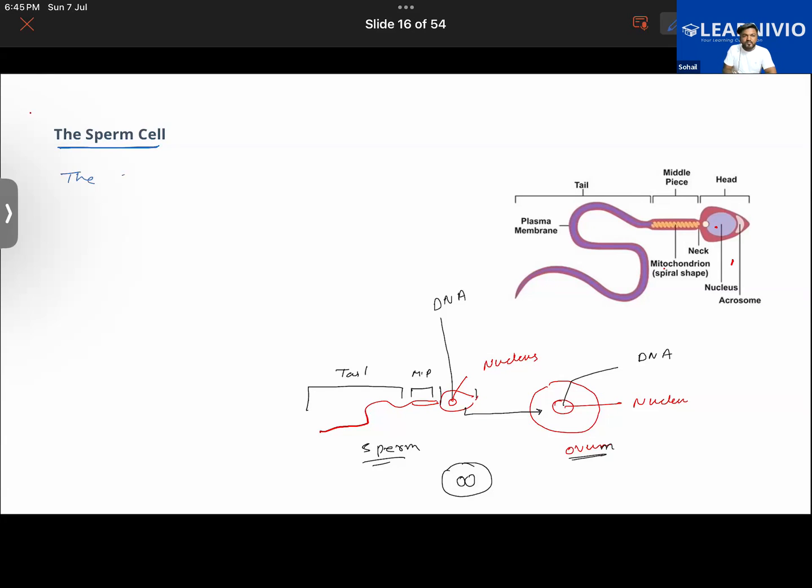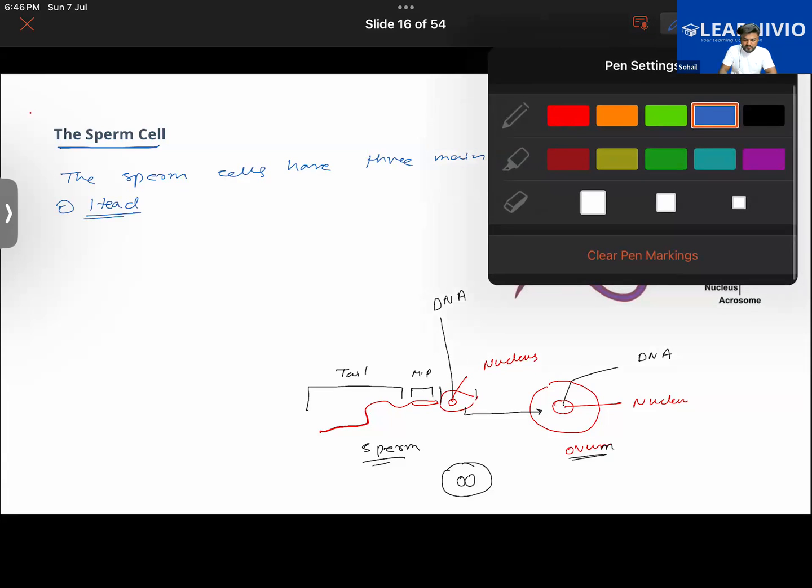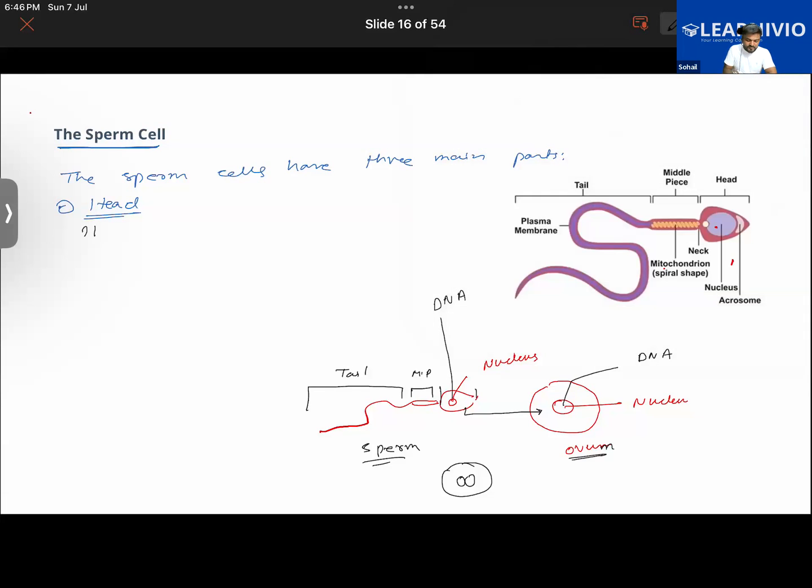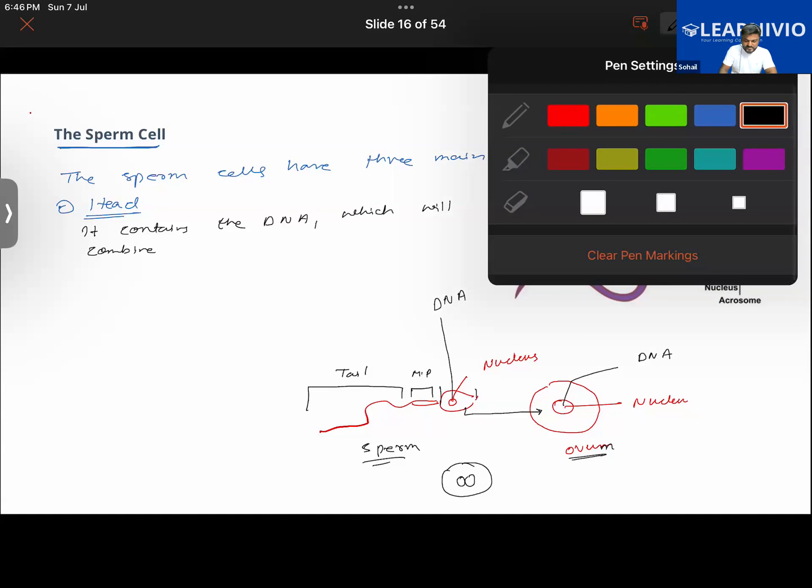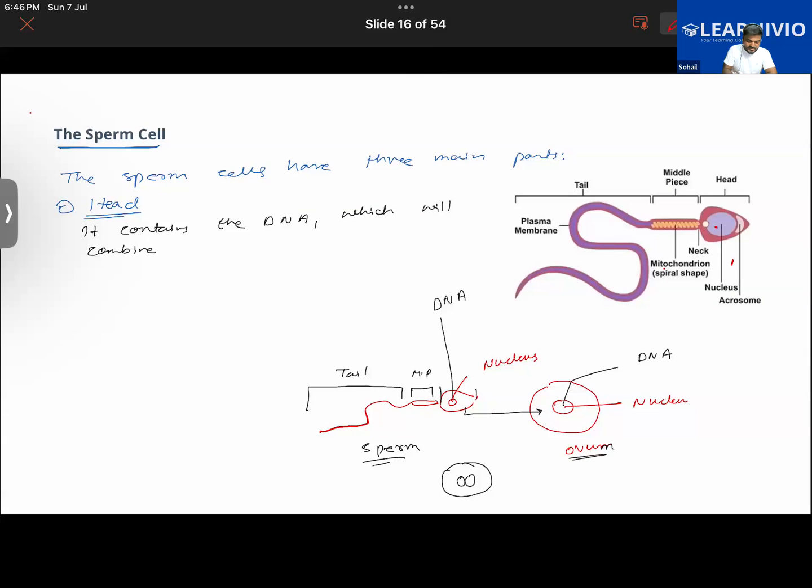So the sperm cells have three main parts. Start writing. Mainly, it is the head. Talking about the head, we learned that the head contains the DNA which will combine. By the way, guys, if there's some space left right beneath the sperm cell, write down this point.